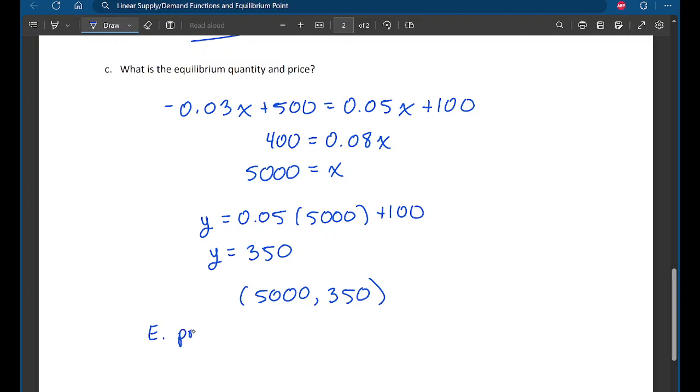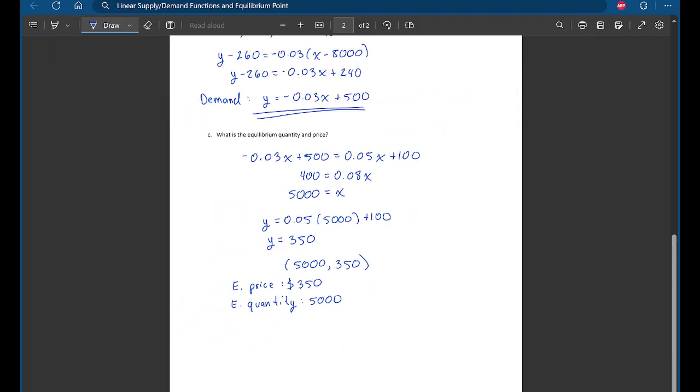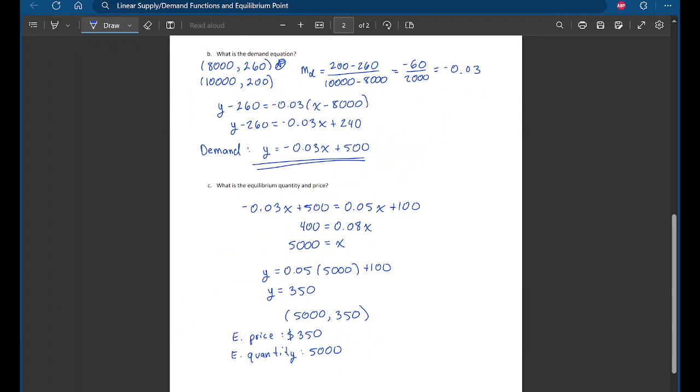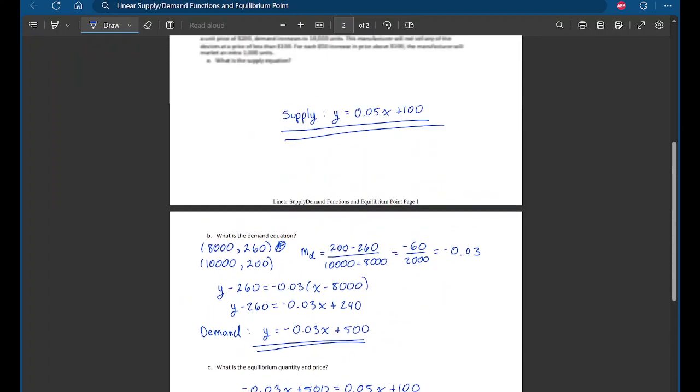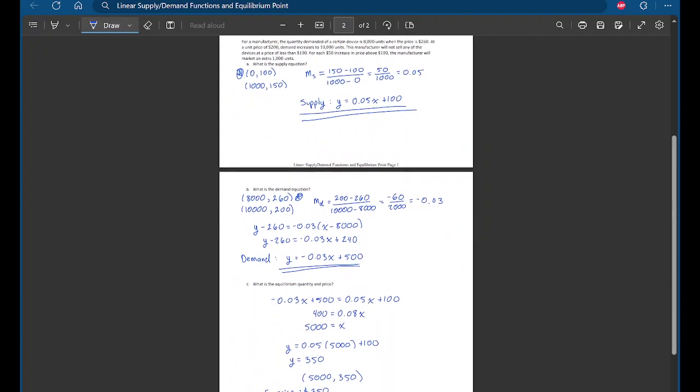And again, the equilibrium price, which is the y value, is going to be $350, and the equilibrium quantity is going to be 5,000 units. So there is the equilibrium price and quantity, the demand, and the supply for this last part here.